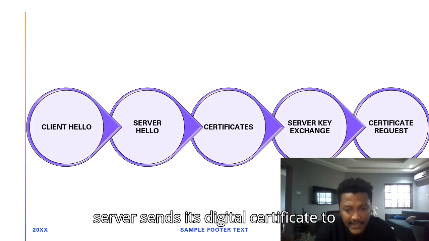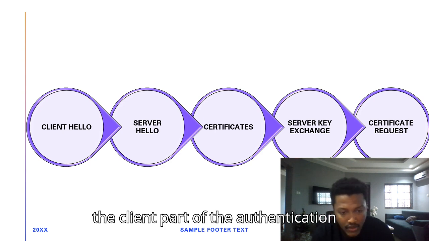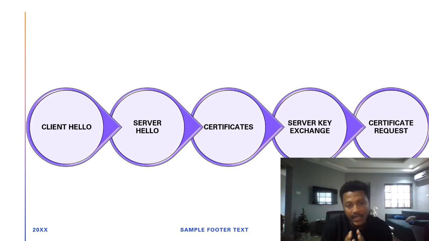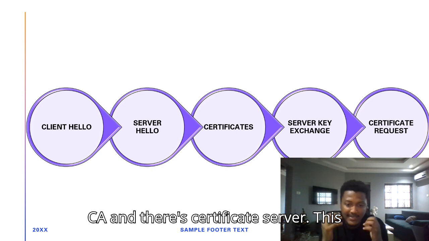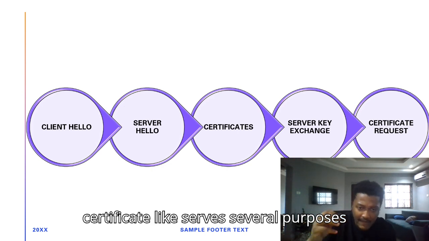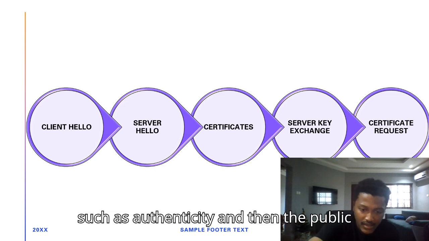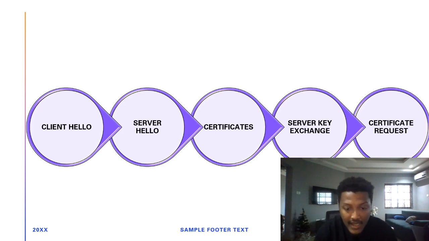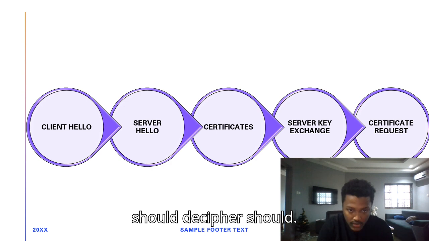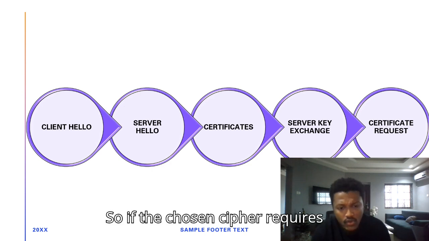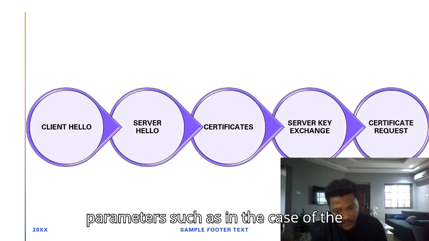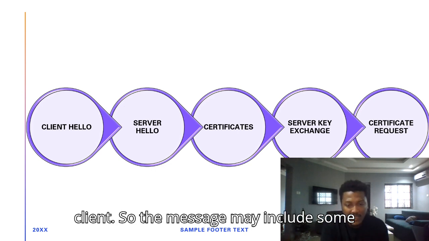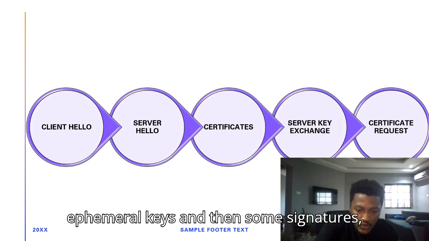So during this step, the server sends its digital certificate to the client as part of the authentication process. This certificate includes the server's public key and is typically signed by a trusted certificate authority (CA), and the certificate serves several purposes, such as authenticity and the public key exchange. Next, we have the server key exchange. This step may occur depending on the cipher suite that we are using. If the chosen cipher requires additional cryptographic parameters, such as in the case of Diffie-Hellman cryptography, then the server sends those parameters to the client. The message may include some ephemeral keys and some signatures, right?